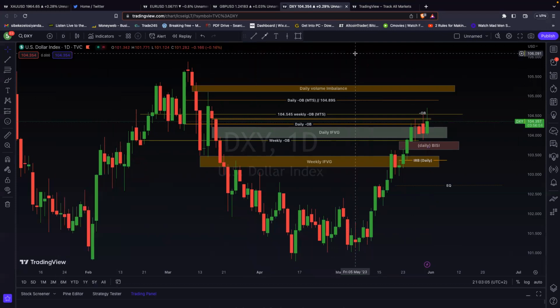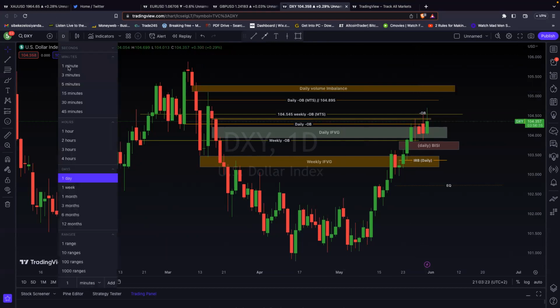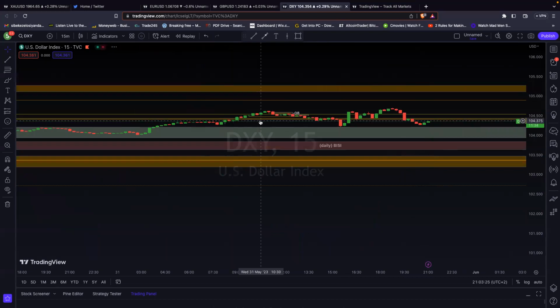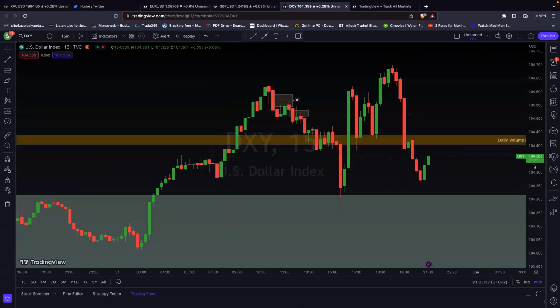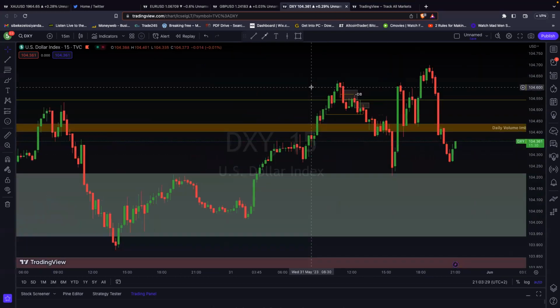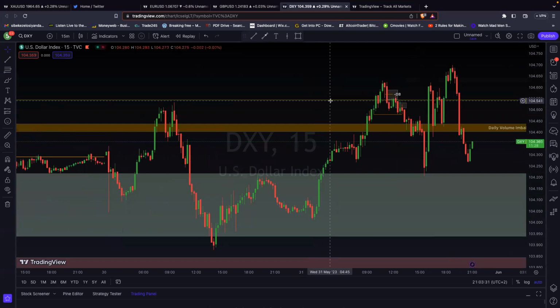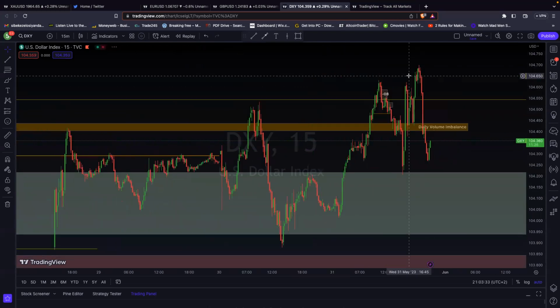But what I normally do is during the kill zones, once price reaches these points of interest, because dollar tends to actually react when it reaches these, and then what I do is I go to a smaller time frame like 15 minutes or 5 minutes to see if dollar is printing a bearish market structure shift after hitting that.